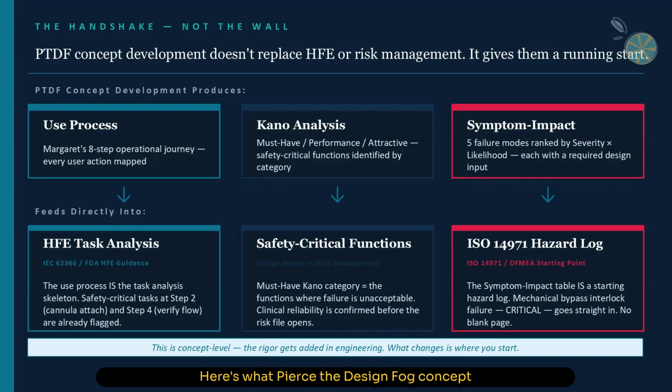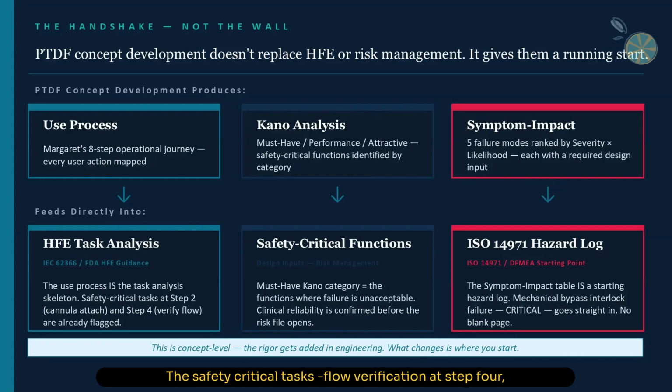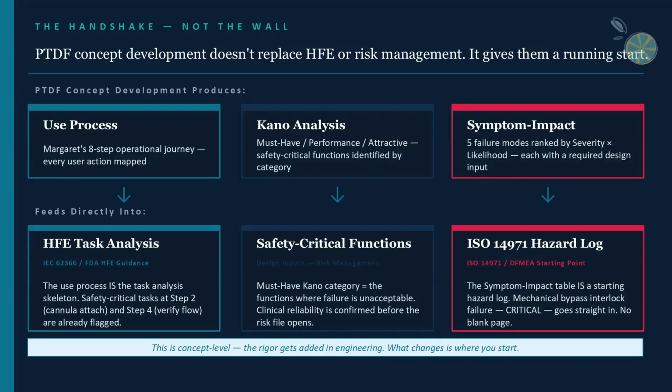Here's what Pierce the Design Fog concept development does to that picture. The 8-step use process mapped in concept development is not a finished task analysis under IEC 62366, but it is the skeleton one is built from. The safety-critical tasks, flow verification at step 4, cannula attachment at step 2, are already flagged. The HFE team doesn't open a blank page, they open a documented user flow with known risk points.